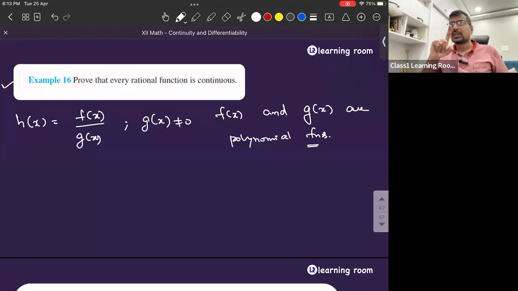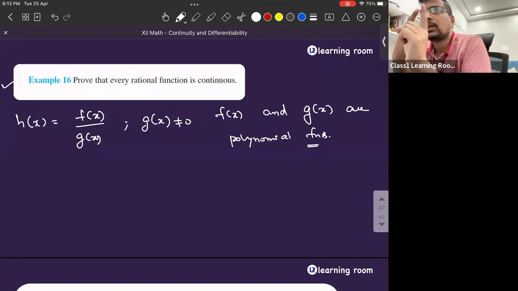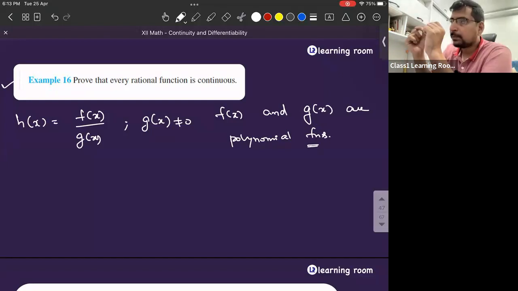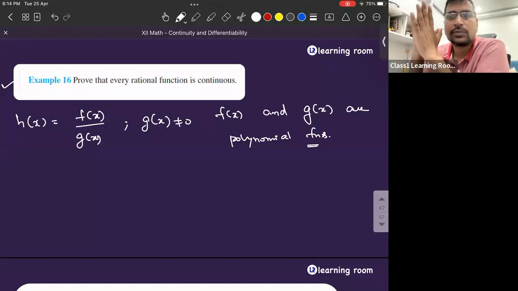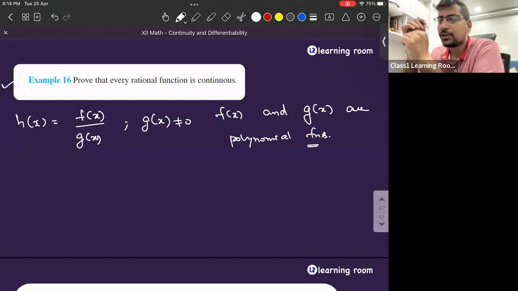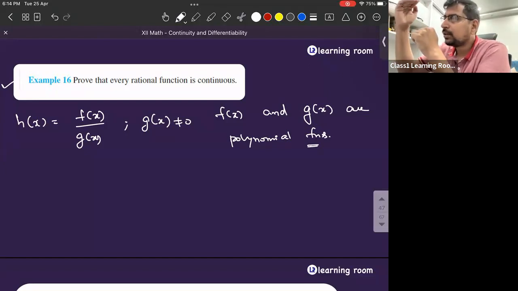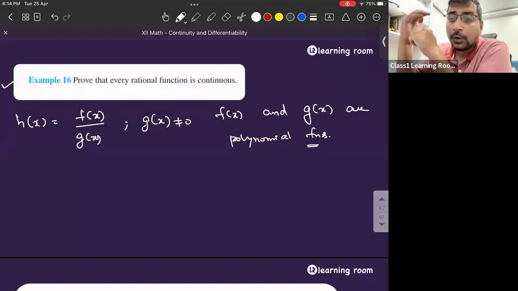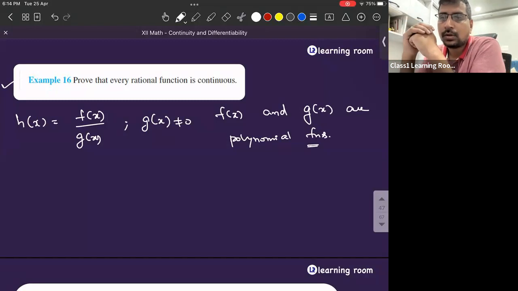This I've told you, right? In your 10th grade, you would have learned about rational numbers. Though you know the point, I'm repeating it. What do you mean by rational number? Integer divided by integer, where the denominator should not be equal to 0. Whereas a rational function is a ratio of a polynomial and a polynomial function, where the denominator polynomial function is not equal to 0. That is the point we need to make a note of.